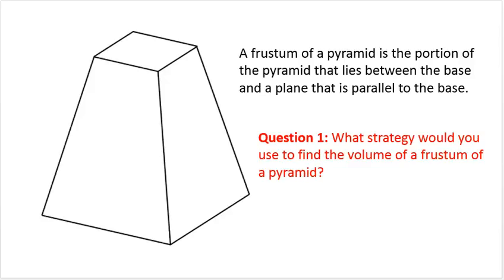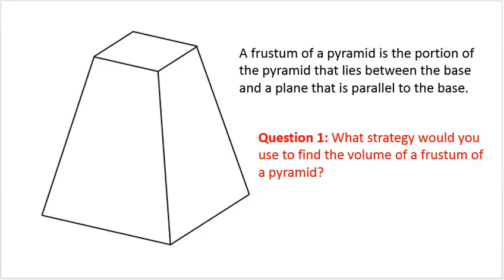A frustum of a pyramid is a portion of the pyramid that lies between the base, that's on the bottom, and a plane that is parallel to the base. In essence, this plane will chop off the top portion of the pyramid. And the frustum is what remains.